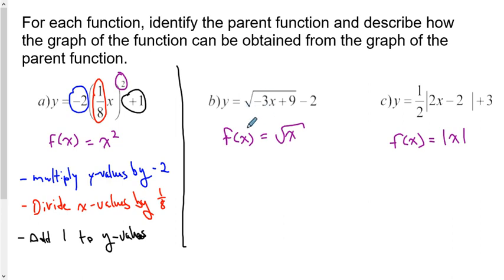Oh, you know what I noticed with this one? I noticed that this one could be factored inside. So I'm going to redraw my radical here. I'm going to common factor out a negative 3, and then I'll have x minus 3, like that, minus 2. So I factored it out. That's going to make it easier to see what transformations are happening.